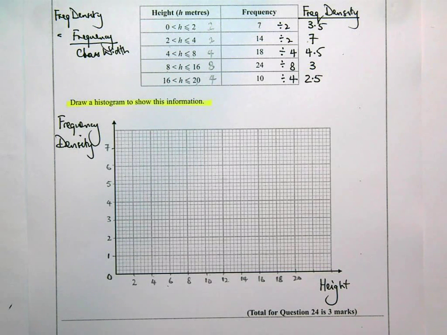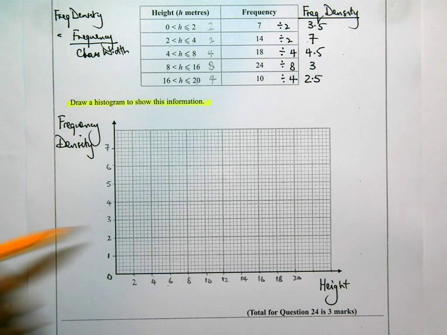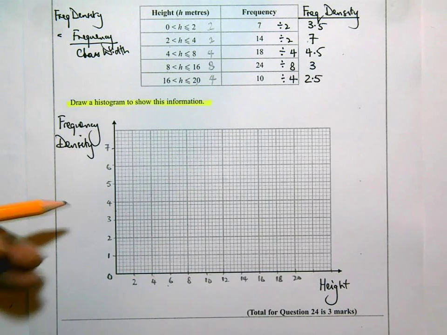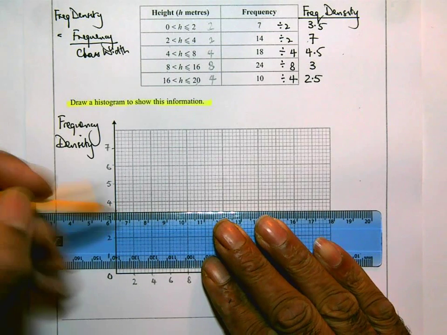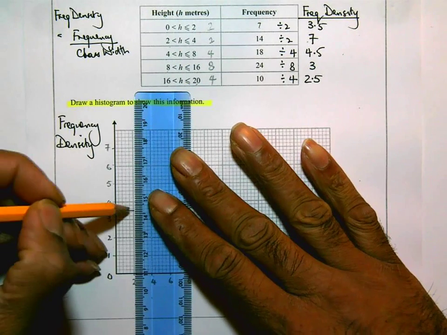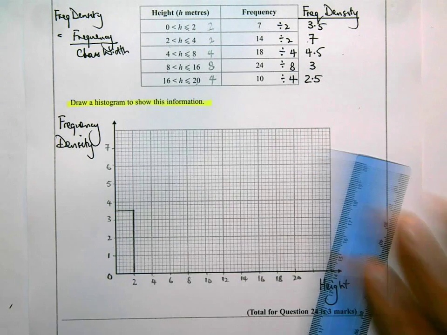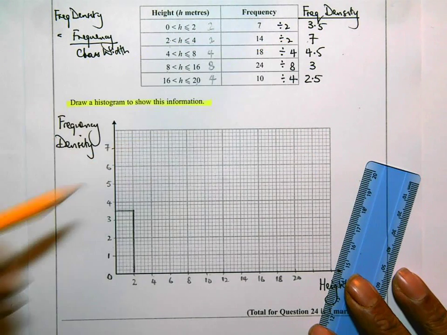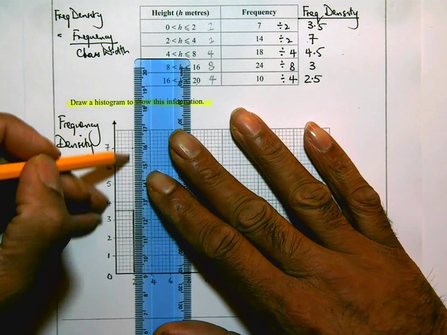I'm going to start to create my histogram now, right? The first bar on the histogram goes from 0 to 2, and it goes up to 3.5. Now 3.5 is going to be halfway between 3 and 4, and it's going from 0 to 2, so just across one of those boxes there, and then downwards. The next bar is from 2 to 4, and it goes all the way up to 7, so there's 7, and it goes across from 2 to 4.